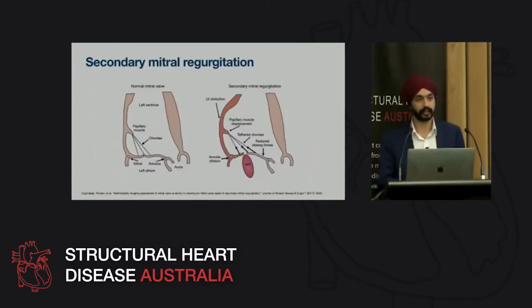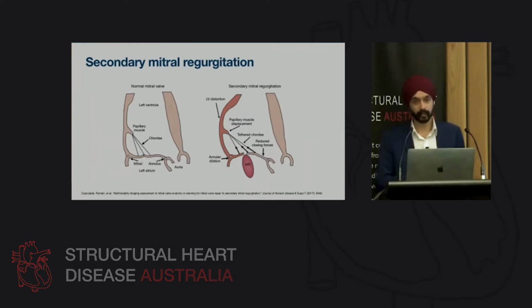So here's a classic example of secondary mitral regurgitation in diagrammatic format. Here we can see that the LV is being dilated. We can see that there's displacement of the papillary muscle, and the cords remain the same length essentially, right? So if you displace the papillary muscle, you now have tethering of the leaflets. You've displaced them into the ventricle, and now you've got failure of coaptation. This is the most common form of secondary mitral regurgitation that we will see.